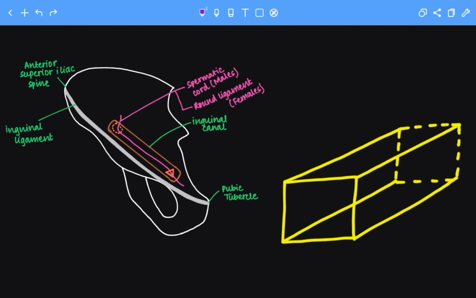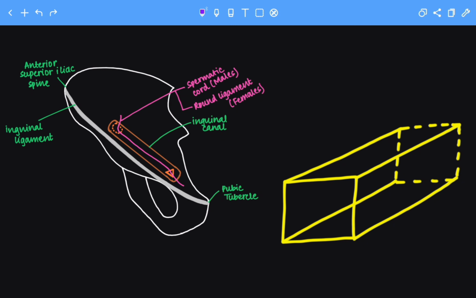Hello everybody. In this video, we are going to talk about the inguinal canal. The inguinal canal is located over the inguinal ligament. So this is the inguinal ligament and this structure in orange is the inguinal canal.